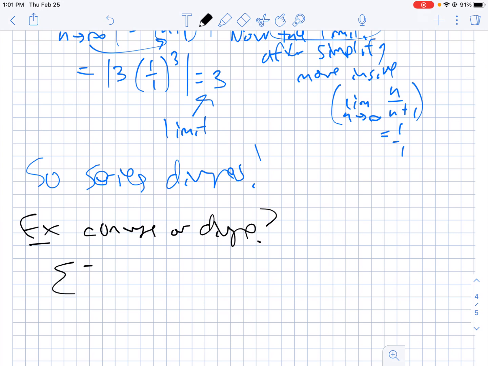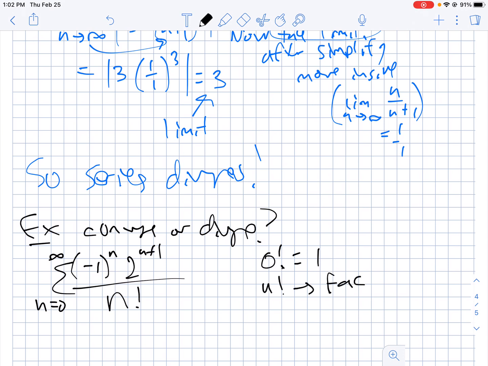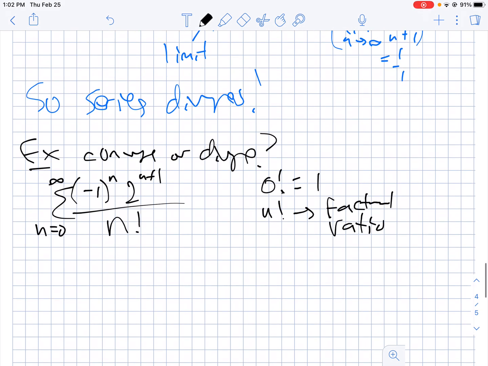And let's look at the series -1 to the n times 2 to the n plus 1 divided by n factorial. By the way, 0 factorial is actually 1 if you're curious. We can talk about why that is in class if you are curious about that. But let's go ahead. As soon as you see a factorial, that should tell you that the ratio test is going to be the way we want to figure this out. So let's go ahead and set this up.